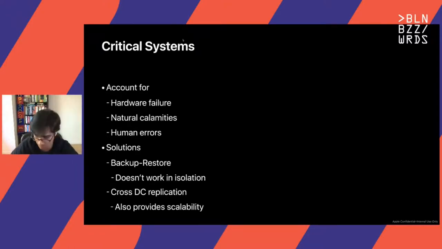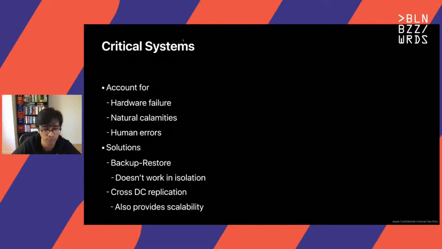But when it comes to critical systems, it's a no-go to just rely on the basic things that a basic Solr Cloud setup provides. Any critical system would need to account for things like hardware failures, natural calamities, and, most importantly and most commonly, human errors. There are multiple solutions to solve these problems, the most common one being backup and restore. Well, it doesn't completely do the job. Also, when you're backing up and restoring, you should be backing up to a data center that's outside of your primary data center, because if something were to happen to it, you need somewhere to restore your data from. So that comes with a lot of caveats.